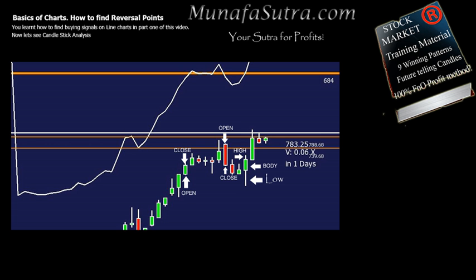It recovered, it went up to where it opened, but the buying did not stop. It kept going up and up and up, and it made a high, and then there was some little sell off by the end of the day. So we can finally conclude that by the end of the day, buying was still taking place. Buying was still the dominant sentiment.